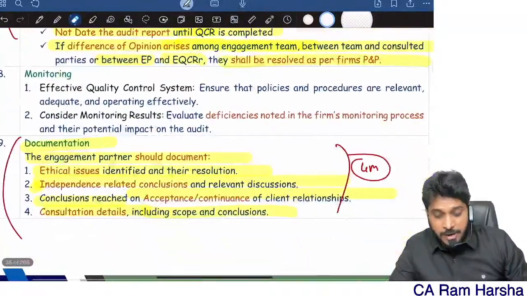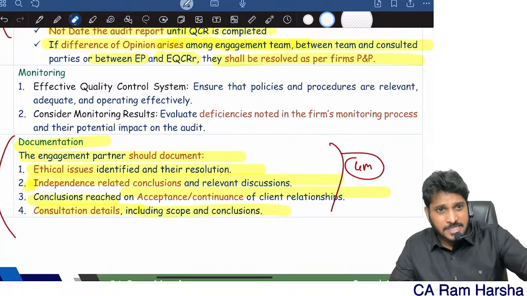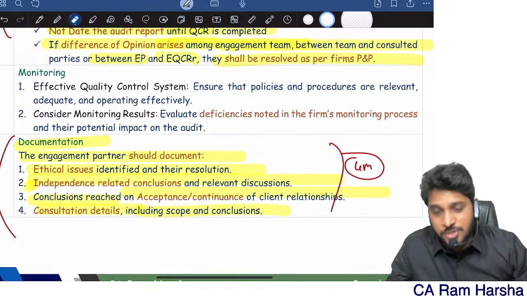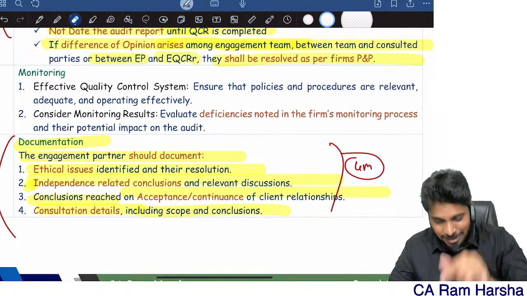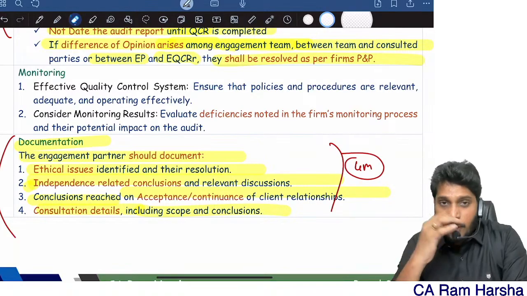Guys, I'm telling you, a 5 marks possibility is there. Whatever I discussed in the last half an hour, mark my word, a 5 marks possibility is there. Once I do the paper analysis video, I will connect to this particular video again. So continue with this. The quality control topic is over.